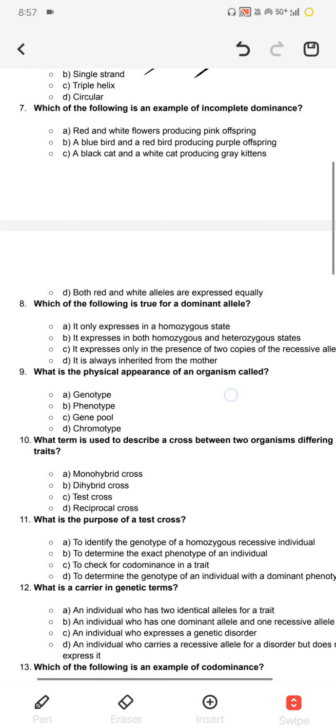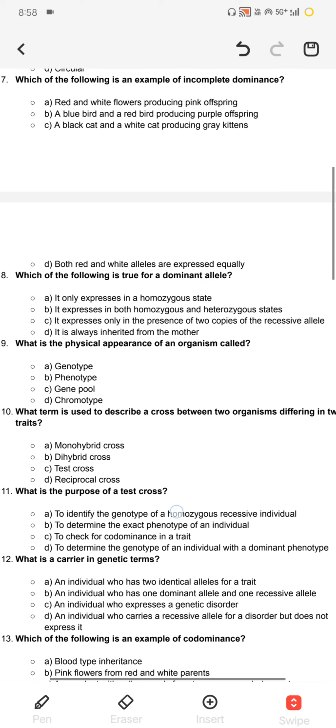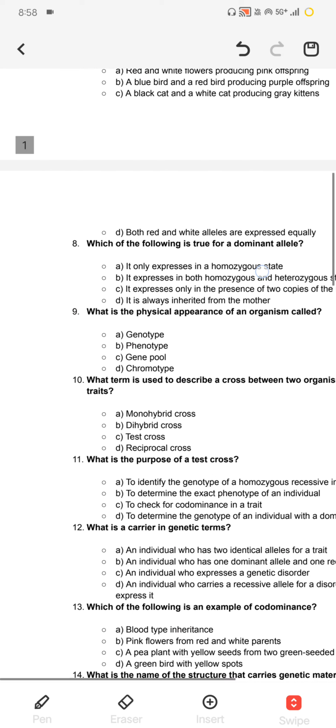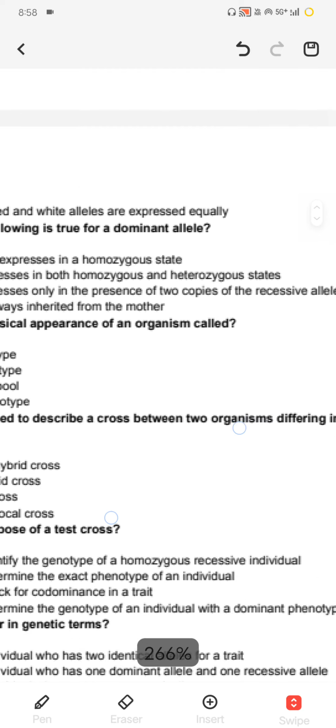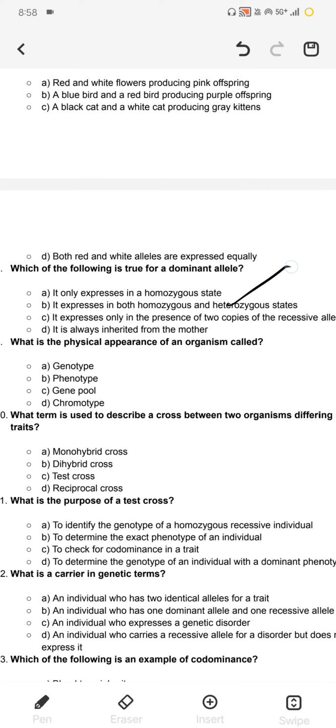Next question is, which of the following is true for dominant allele? Your options are it's only expressed in a homozygous state. It expresses in both homozygous as well as heterozygous state. It expresses only in the presence of two copies of recessive allele, or it is always inherited from mother. So the right answer in the case of dominant allele is that it expresses in both homozygous and heterozygous state.